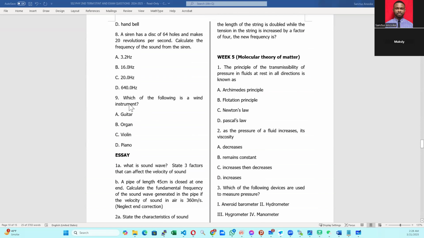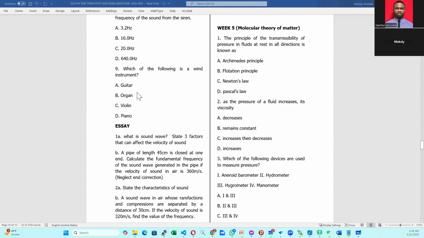Which of these is a wind instrument? Wind instrument. Sylvester, wind instrument. The guitar. Oh, guitar. It's not a wind instrument. It's an organ.